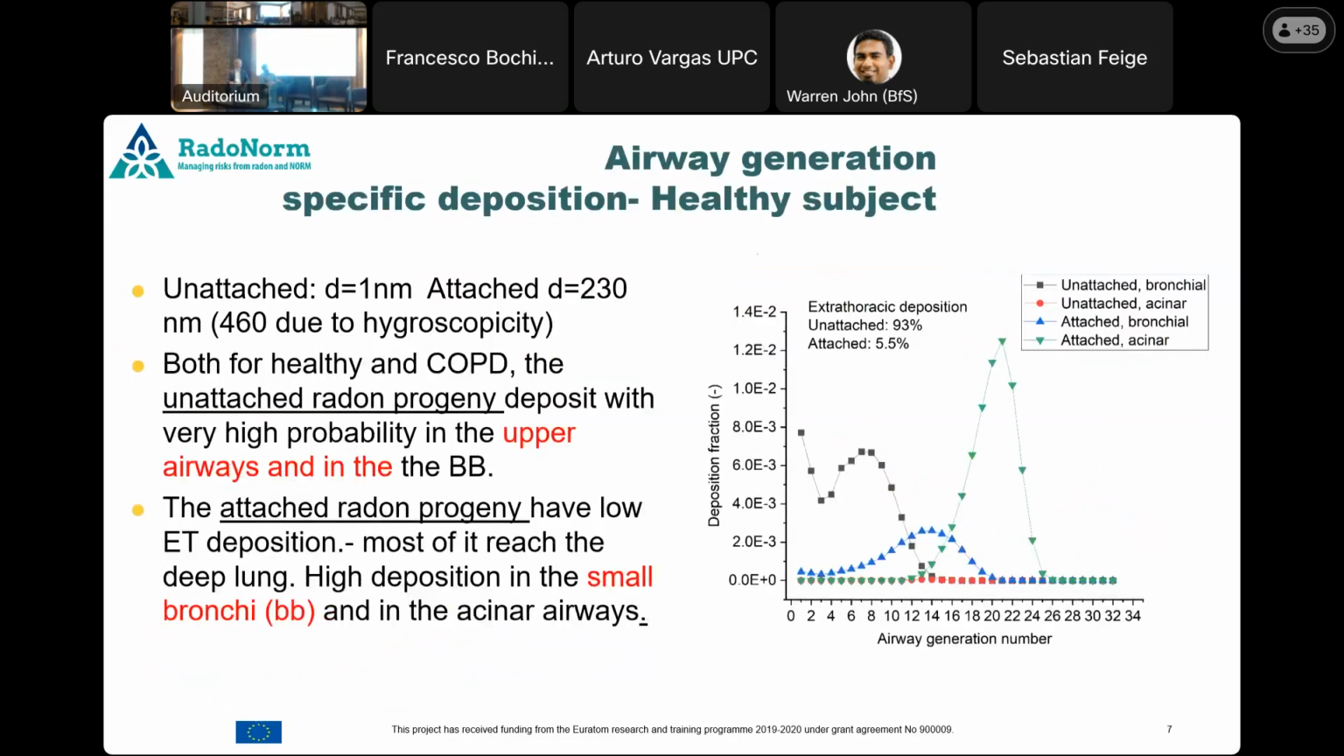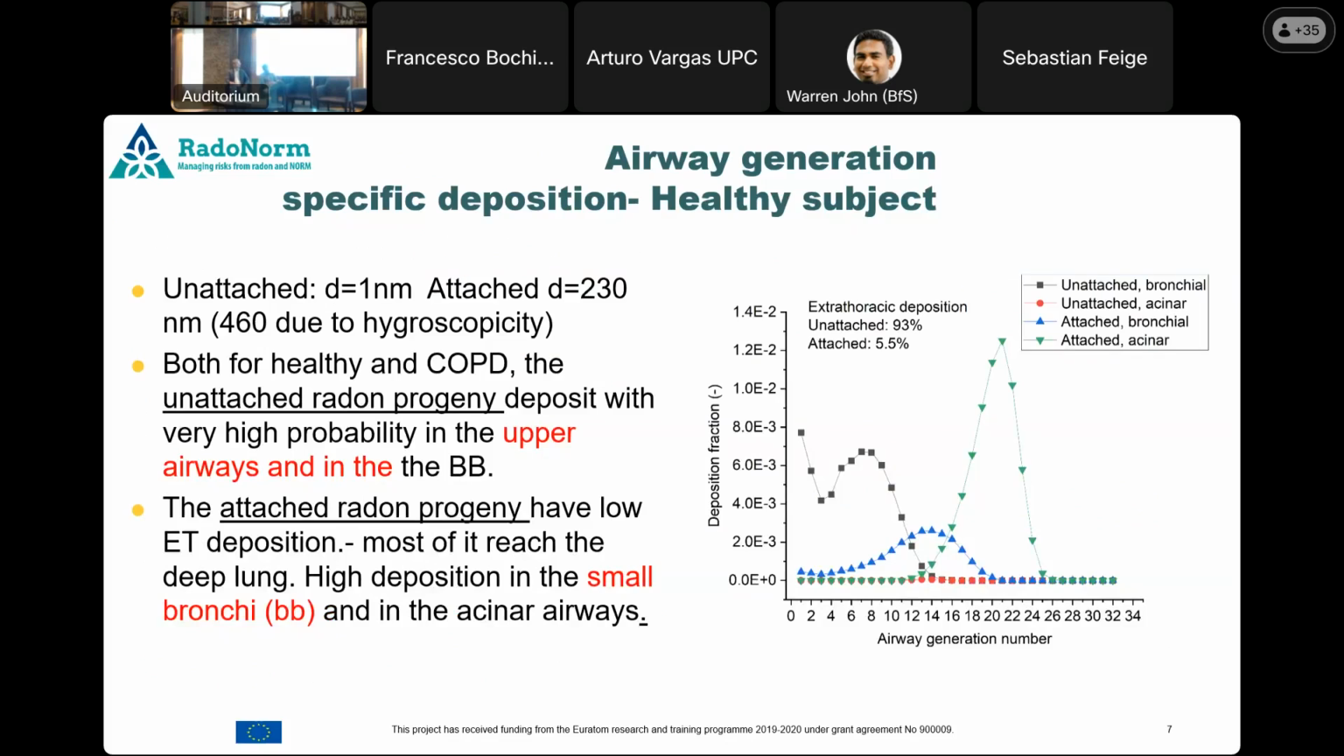And now I would like to highlight the airway generation specific deposition of the attached and unattached progeny. This is for a healthy man, and as you see, the unattached fraction is very small. So they mainly deposit in the upper airways, 93% in the upper airways, and what does not deposit there deposits in the first few bronchial airways.